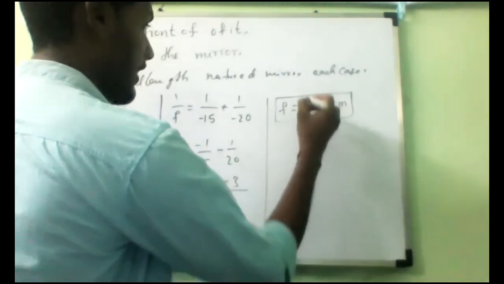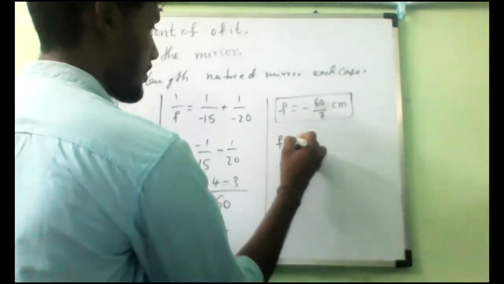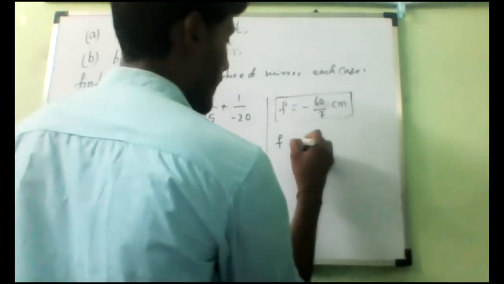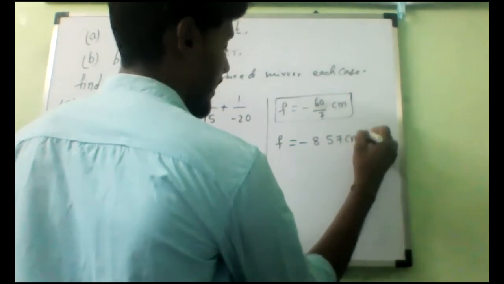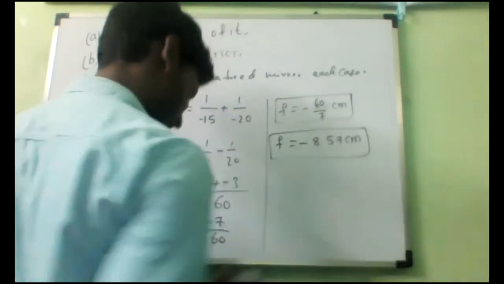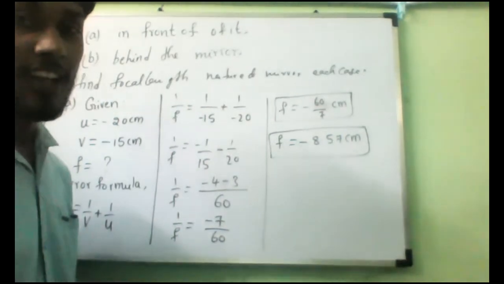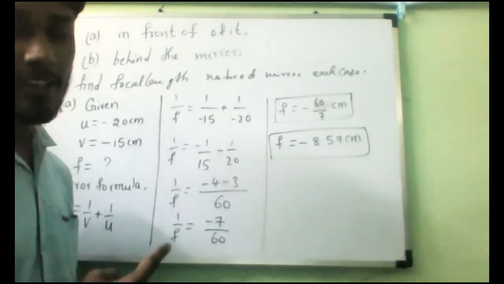Now F is equal to minus 60 divided by 7. All of you calculate and tell me how much it is. Minus 8.57 centimeter. Now is it satisfying? Yes, sir. Okay, very good. So that is what I said. Now F must come less than the object distance. Is it yes or no?